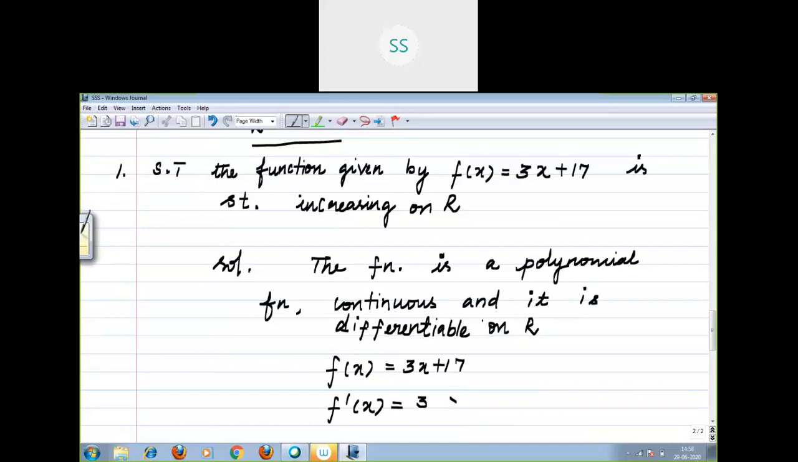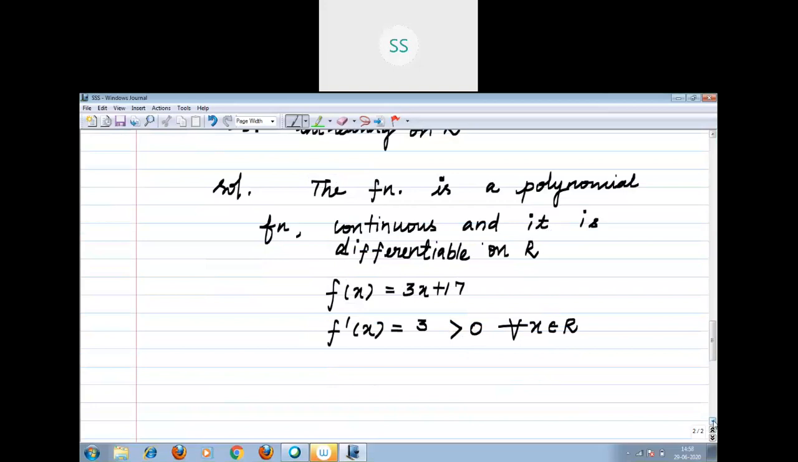So what is your conclusion? It is greater than 0 for all values of x belongs to capital R. Here there is no x, we can't substitute. So the final conclusion is what? It is greater than 0. Therefore, the function is strictly increasing on capital R, right?